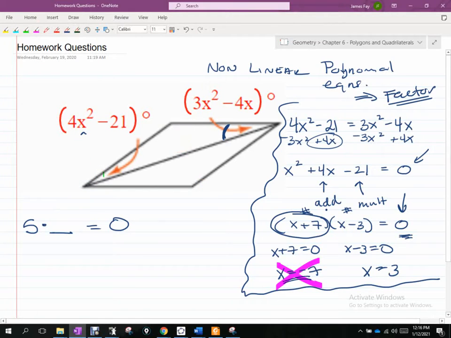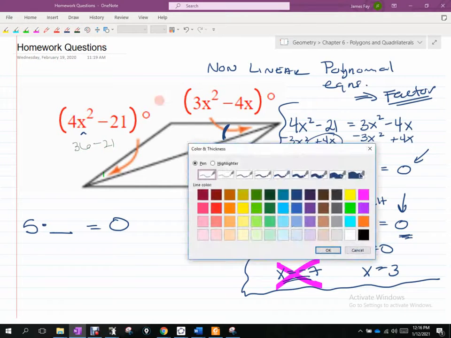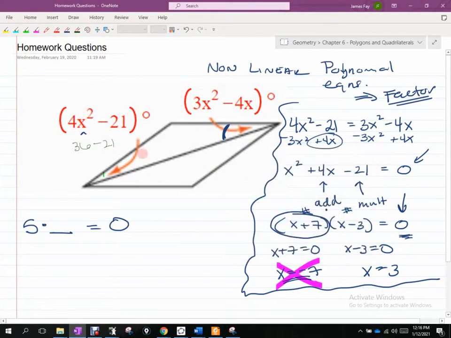9. What's 4 times 9 then? 36. What's 36 minus 21? 15. Okay. So 15 is that angle there. It's also that angle there, right?